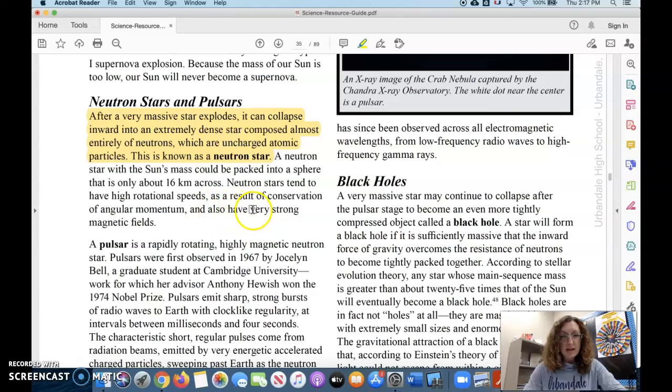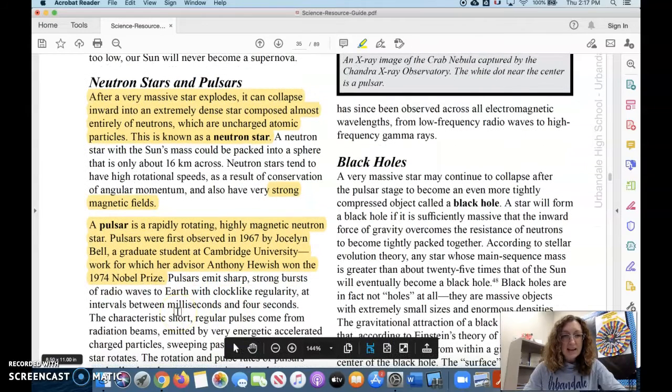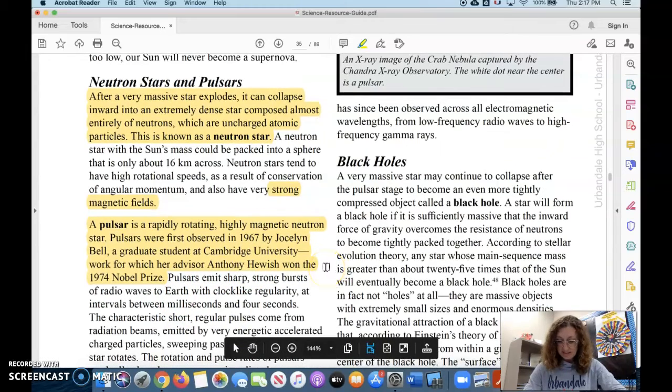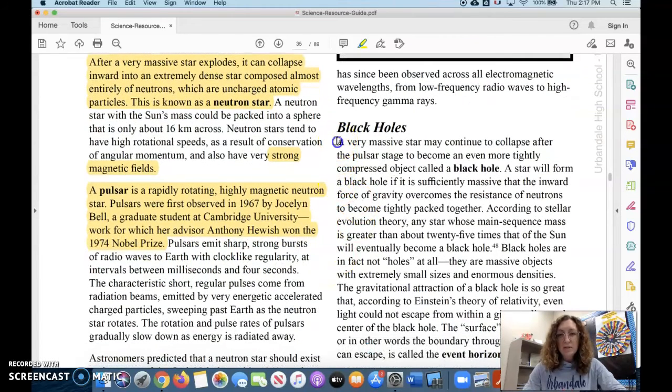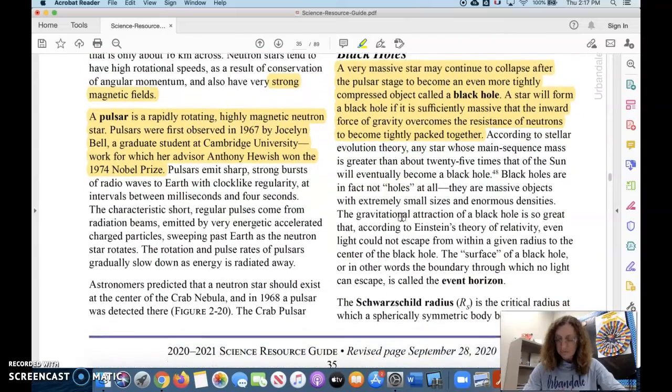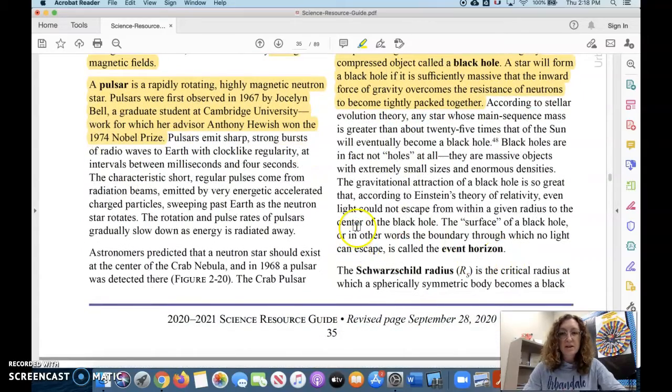They have very strong magnetic fields. Here's a pulsar. It's a rapidly rotating, highly magnetic neutron star. So it's a type of neutron star. These were discovered by a lady at Cambridge, and her advisor took the Nobel Prize for it. Yay. Black holes, talked about right here. My time is about up. So read about black holes on your own.